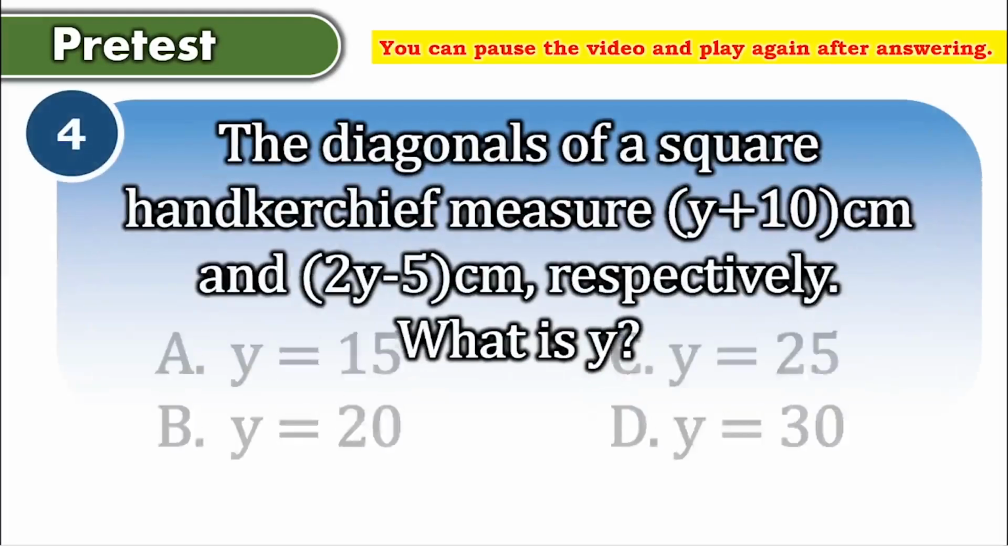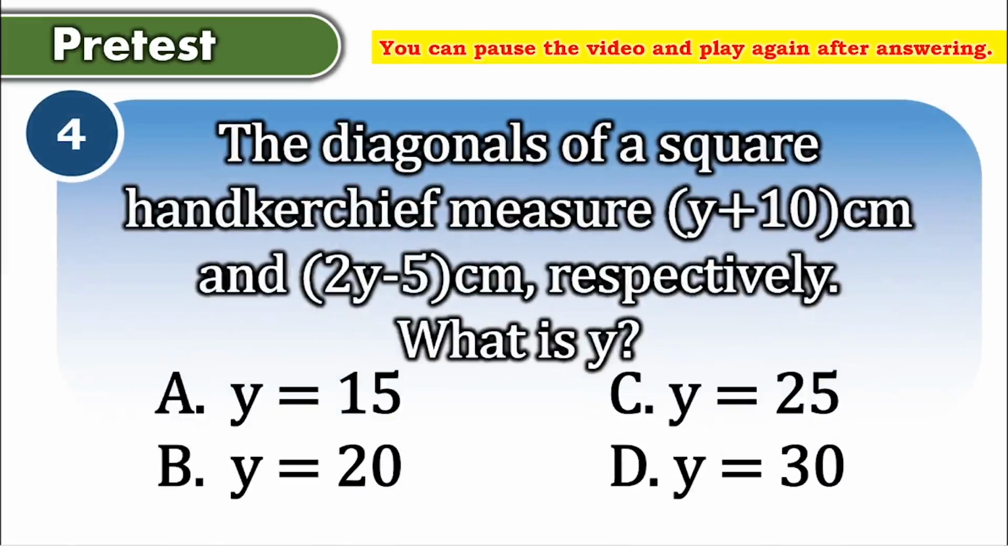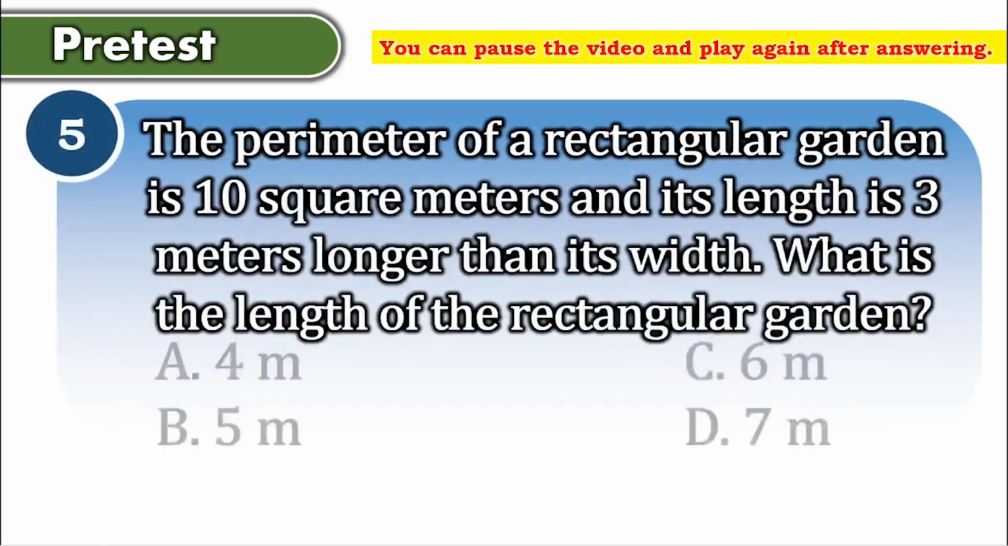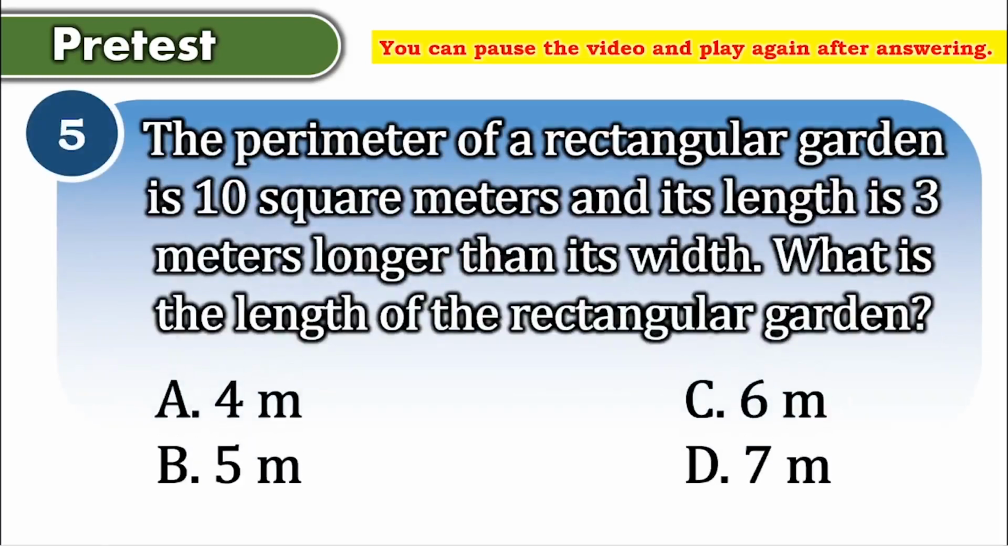Question number 4. The diagonals of a square handkerchief measure the quantity of y plus 10 centimeters and the quantity of 2y minus 5 centimeters respectively. What is y? Question number 5. The perimeter of a rectangular garden is 10 square meters and its length is 3 meters longer than its width. What is the length of the rectangular garden?